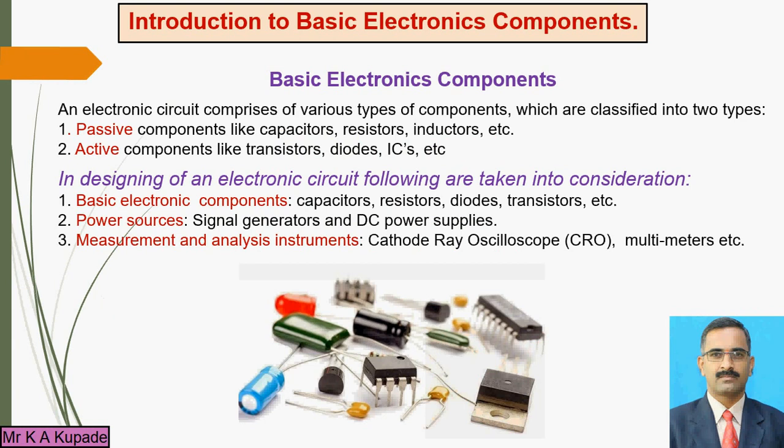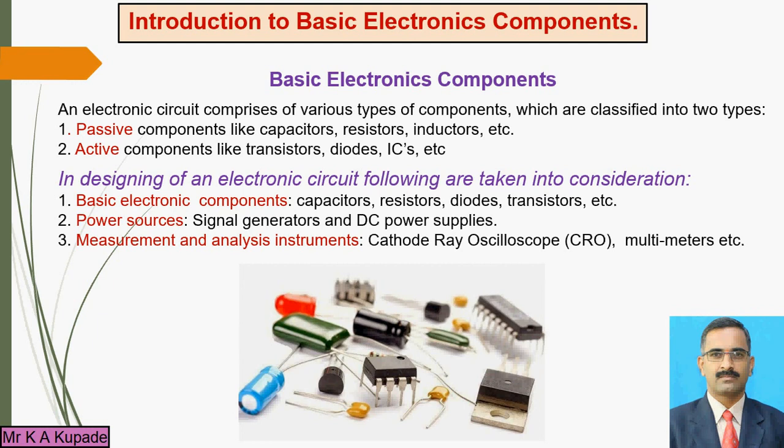Okay. Before that, once again I will summarize here: an electronic circuit has two types of components. One is passive components, another is active components. Passive components, as I said, are capacitors, resistors, and inductors, etc. Then active components are like transistors, diodes, ICs, LCDs, CRTs; these come under active components.